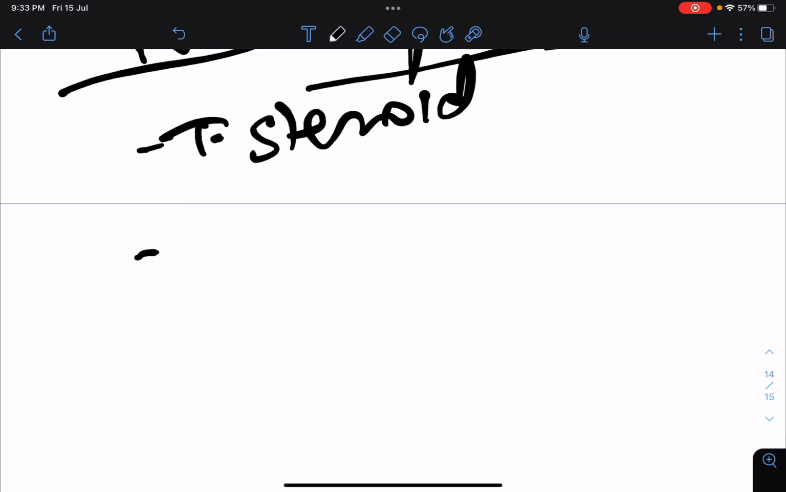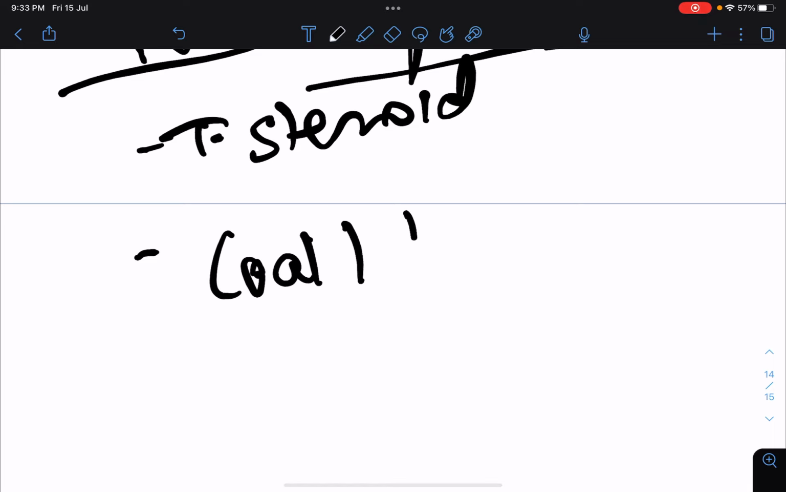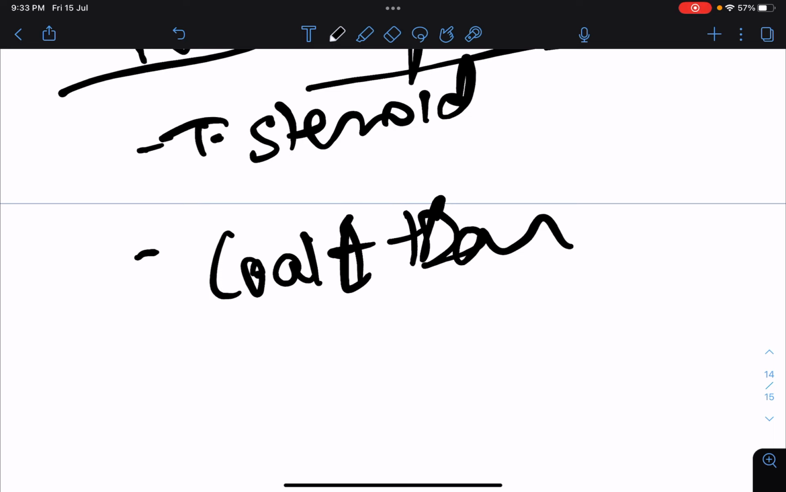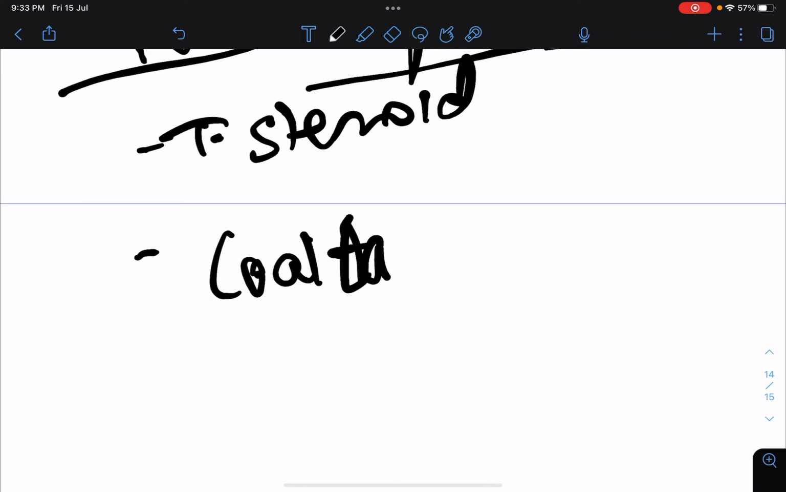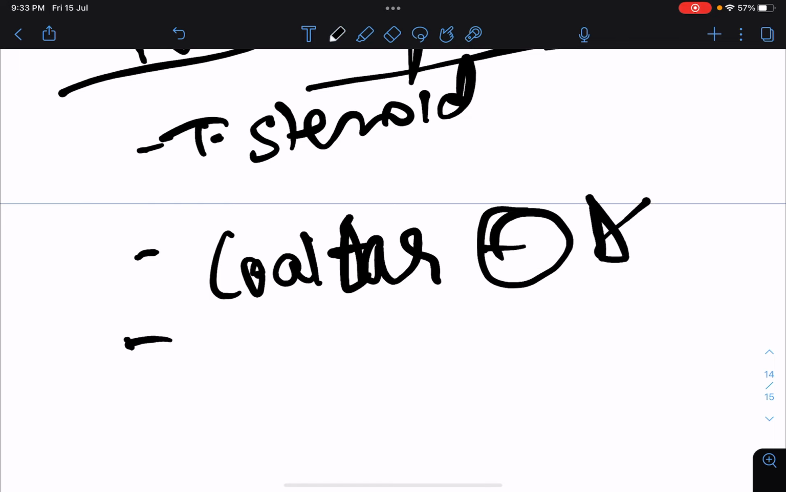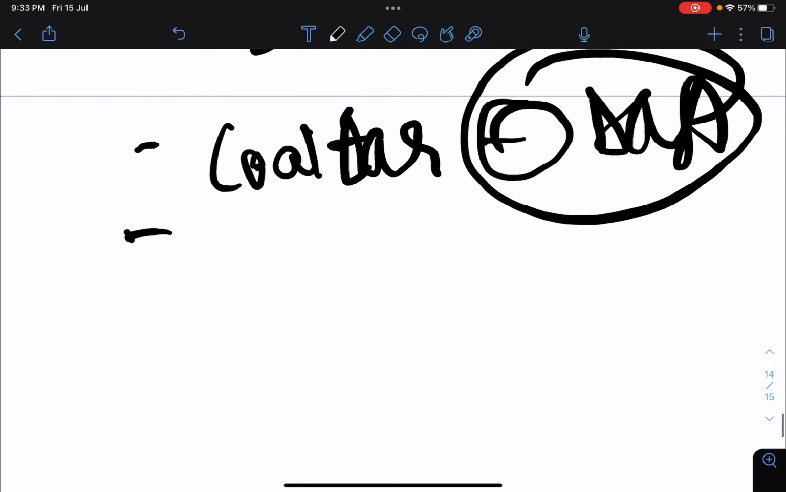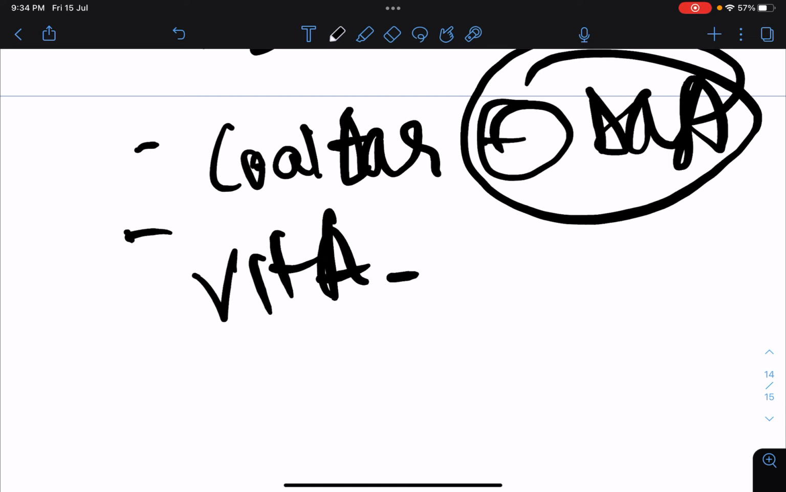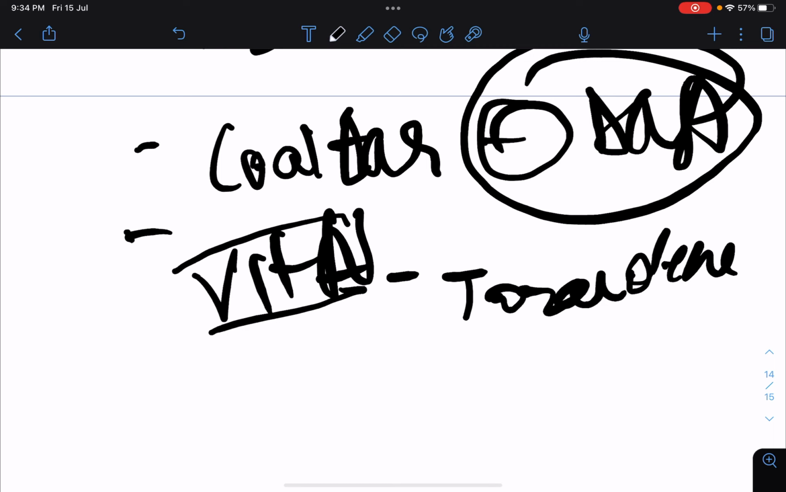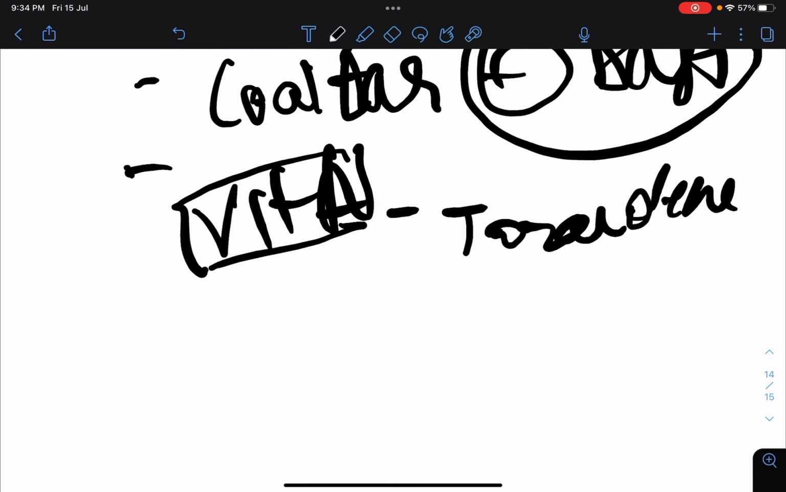You could also give an anti-DNA synthesis agent like coal tar, to inhibit DNA. Just a second, really bad handwriting. All right, or very important is that you could normalize the keratinization, or decrease the hyperkeratosis, by giving a vitamin A analog, and that is basically tazarotene. Actually, what I mean is you have to give a retinoid compound.